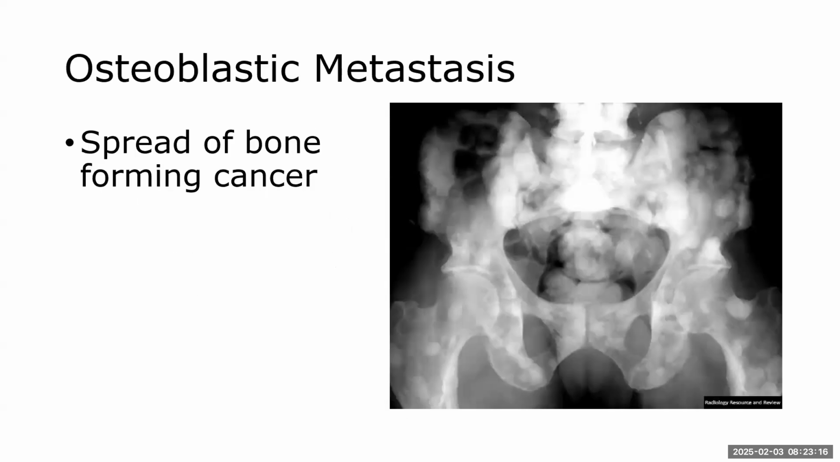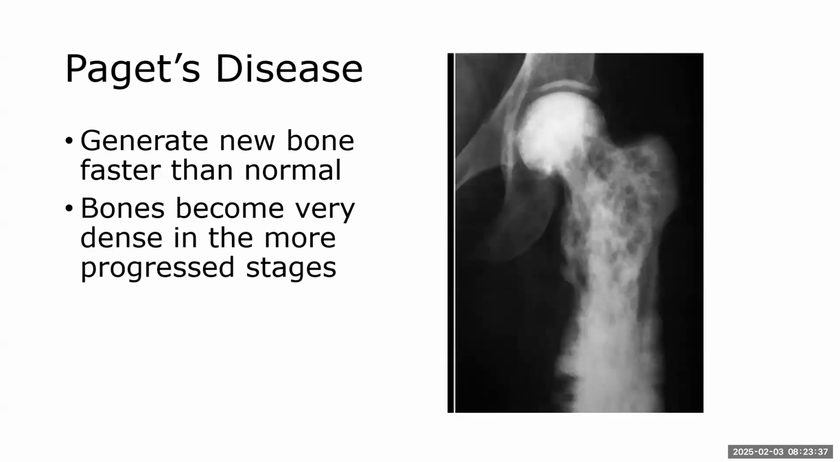Osteoblastic metastasis is the spread of bone forming cancer. So we're going to see that there's osteoblastic and osteolytic. And so with osteoblastic, there's just more bone being formed. You see all of those very dense areas throughout this poor patient's pelvis. So that's why it's additive. Paget's disease.